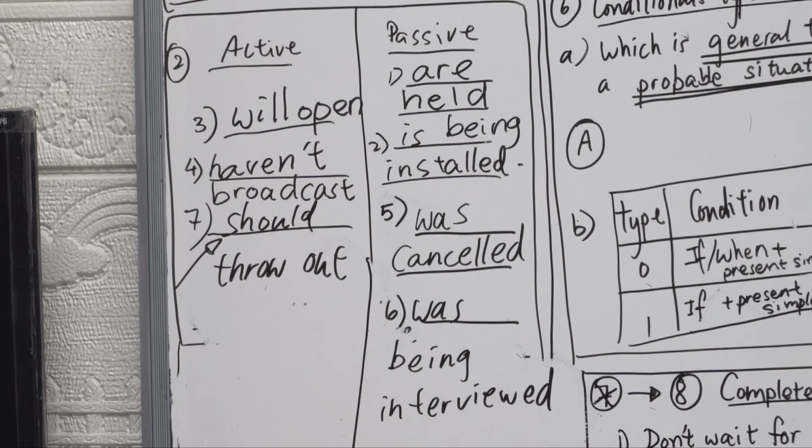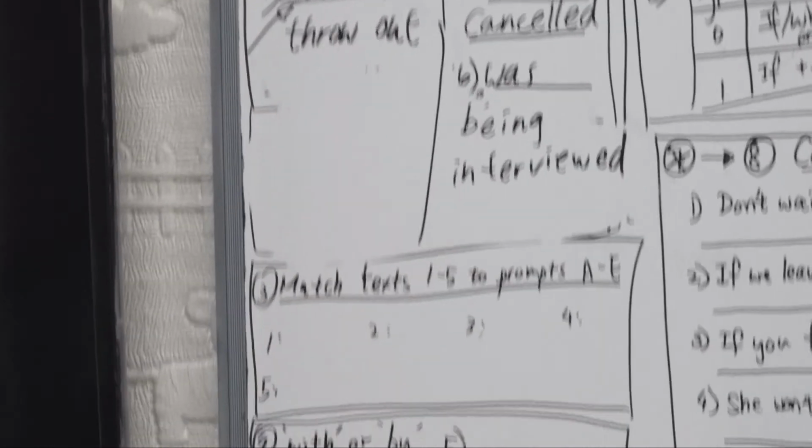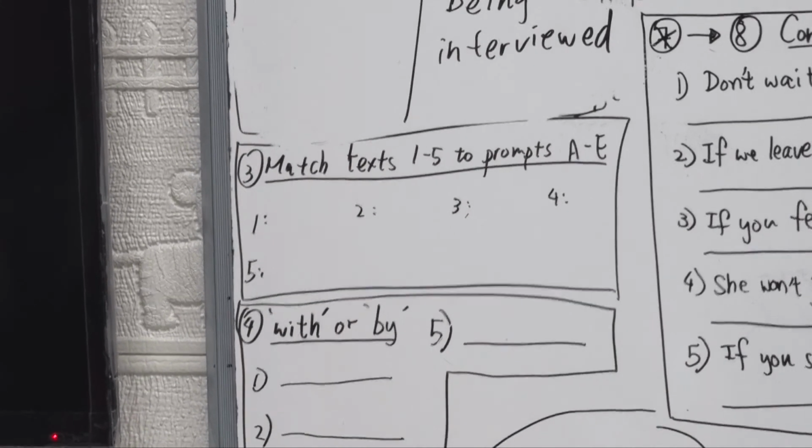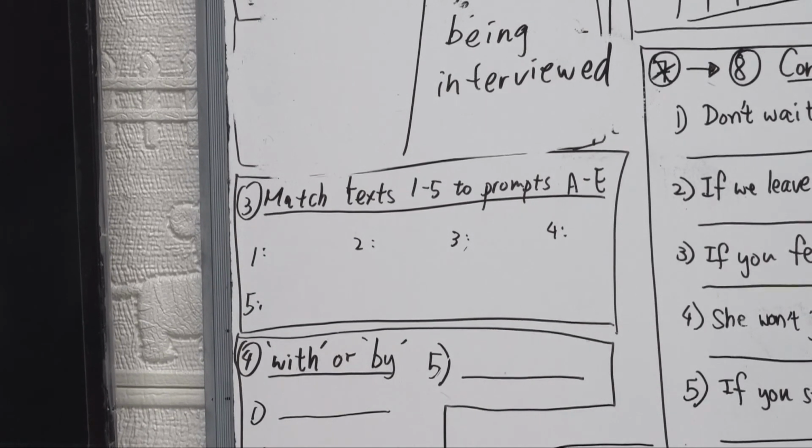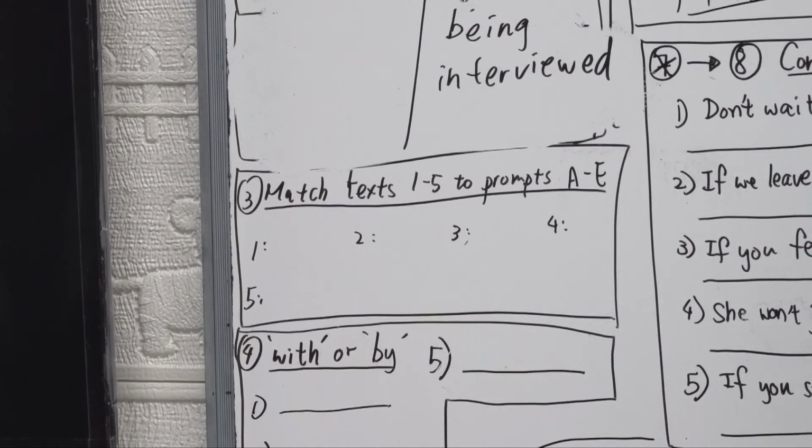Good. So now let's move on to number 3. Match the texts 1 to 5 with the prompts from A to E. Where can you find A to E? From below, on part 3. Now let's go around the texts. Let's go from 1 to 5.